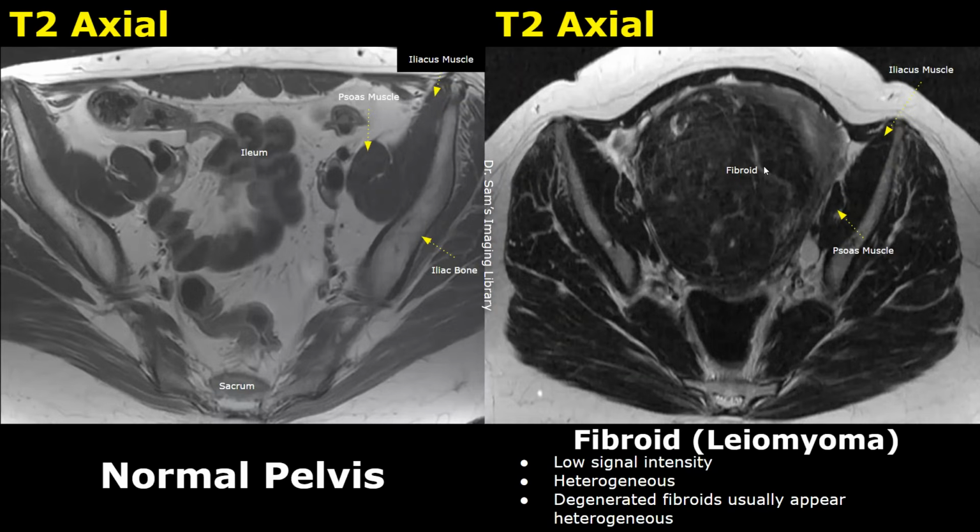This is a T2 sequence in axial view. This fibroid has a heterogeneous appearance, so this indicates that it is a degenerated fibroid. That is why it has a heterogeneous appearance.